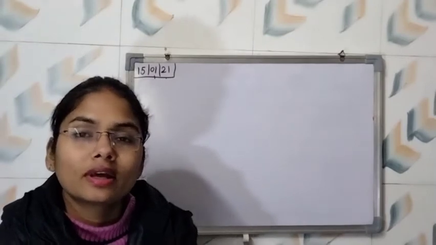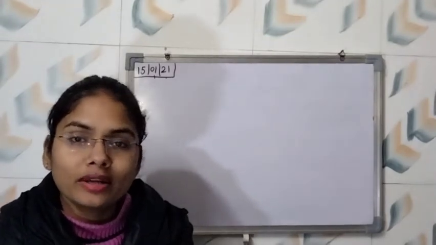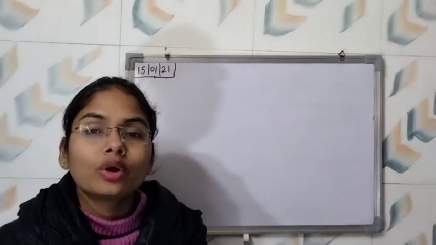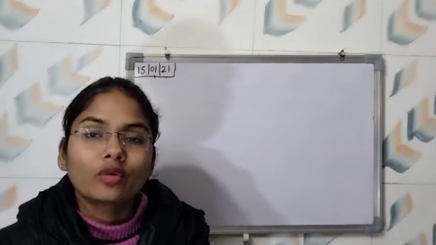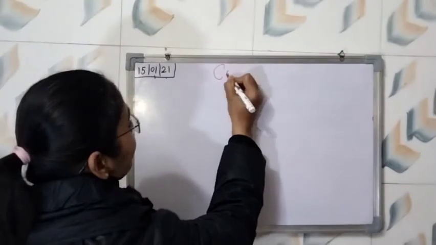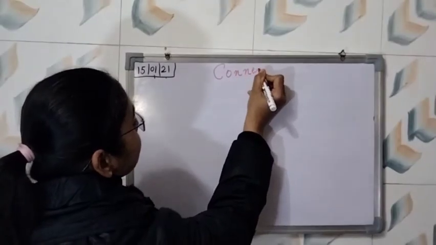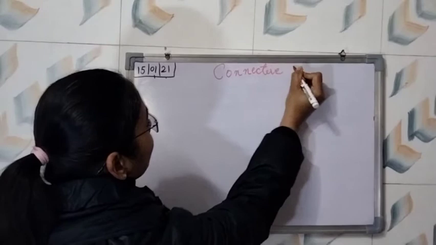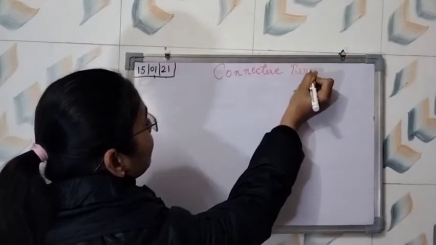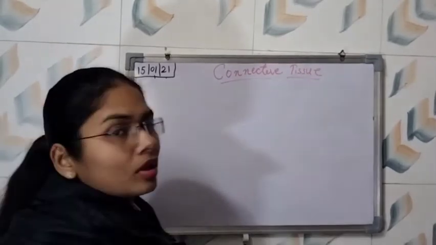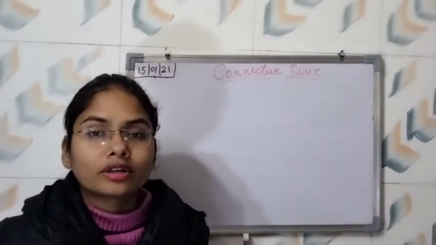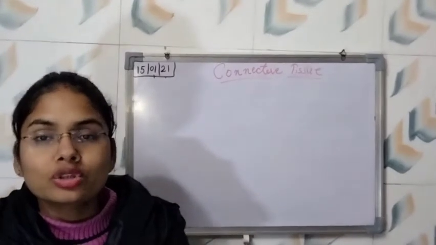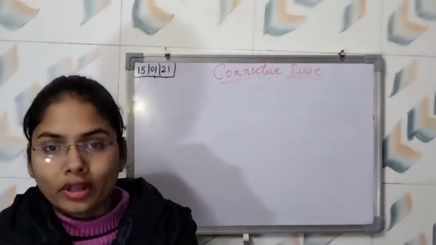So students, we have started animal tissue, right? In animal tissue, we have studied epithelial tissue, right? And today we are going to do connective tissue. As the name suggests, from the name you can get the idea that connective tissues are those tissues which connect the whole body, right?